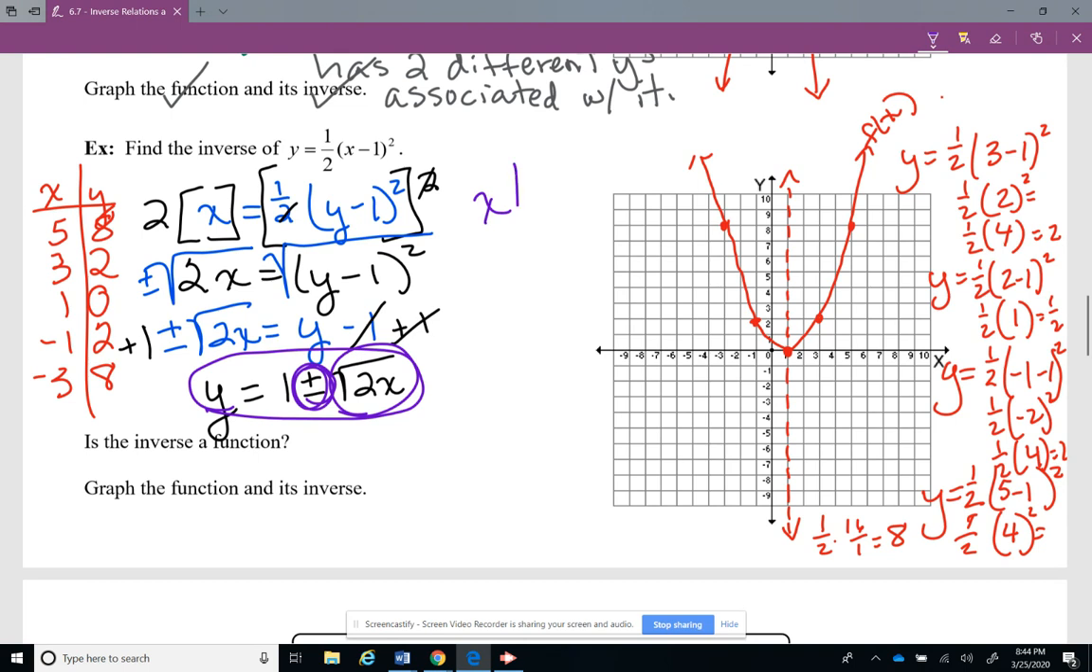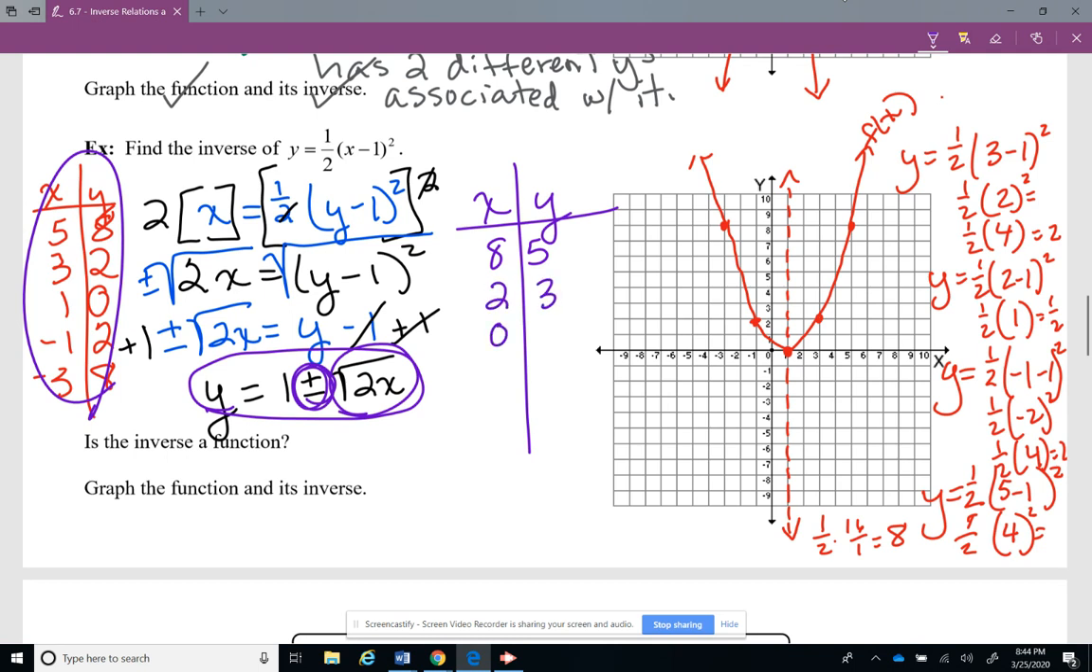So what we're going to do is, instead of plugging in the equation like we had to do for the first one, I'm just going to flip all my ordered pairs. So (8, 5), (2, 3), (0, 1), (2, -1), and (8, -3). All right, so let's go graph those.